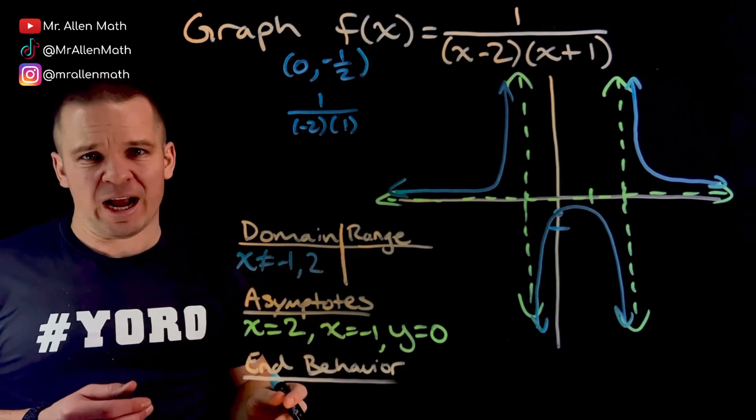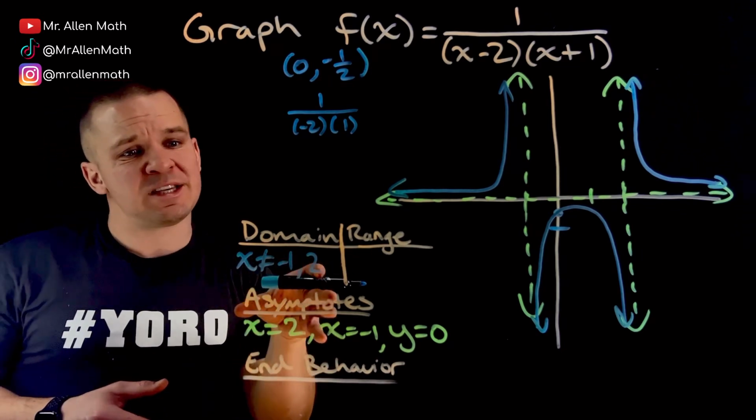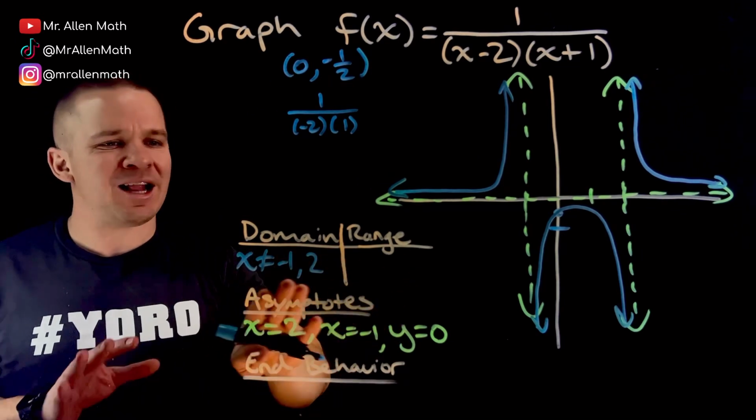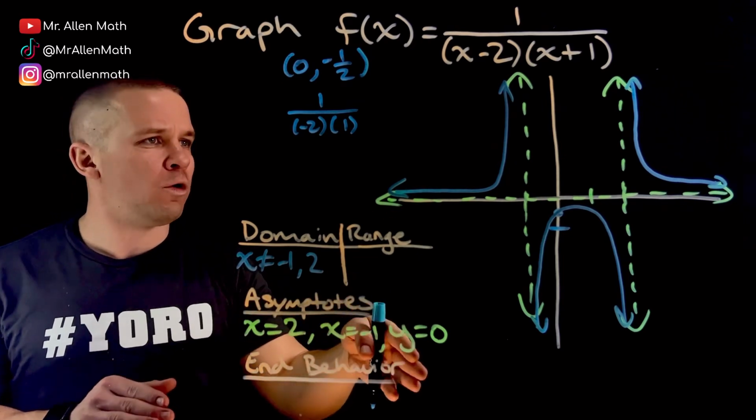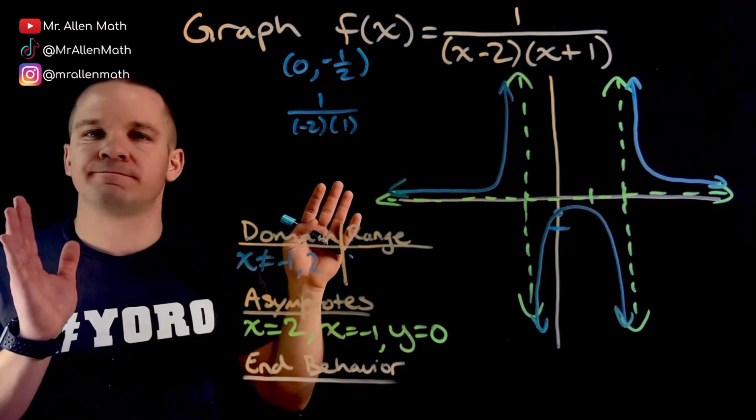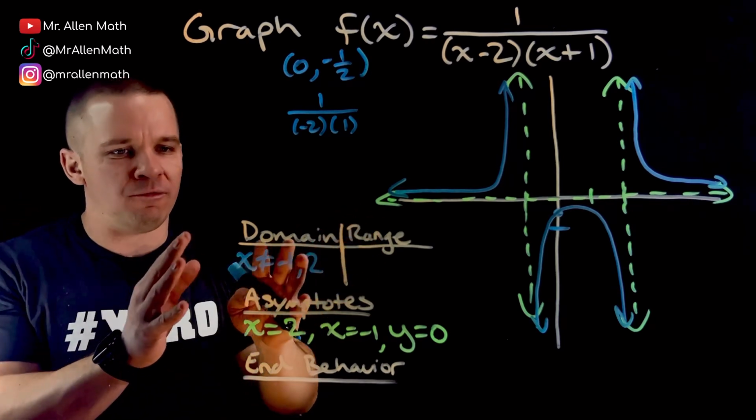Some people like to do fancy brackets. Some like to say all real numbers except that. I like to be efficient, okay? X does not equal negative 1 or 2. That gets the point across, right? I don't need the theatrics of the fancy math.